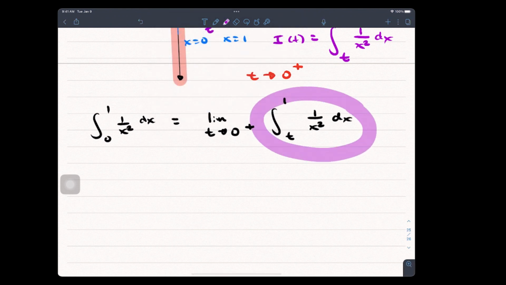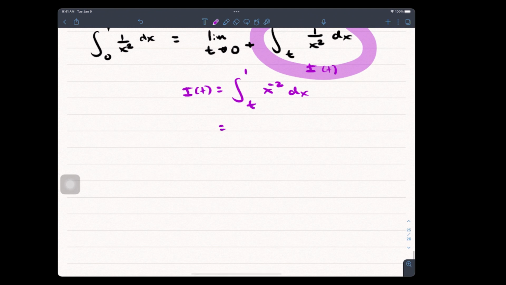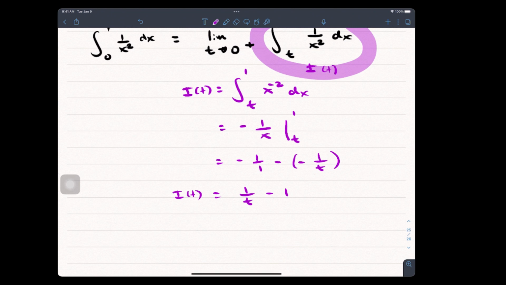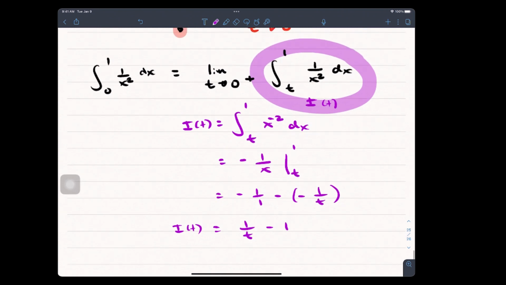So like before, this time you're just going to integrate. This is my I of t, and I'll get my integral here in terms of t. So we're really integrating x to the minus 2 dx from t to 1, which will be negative 1 over x. Is that right? Evaluated from t to 1, which is negative 1 over 1 minus negative 1 over t, which is really 1 over t minus 1. So here's my I of t. Double check, is this right? You guys okay with that?